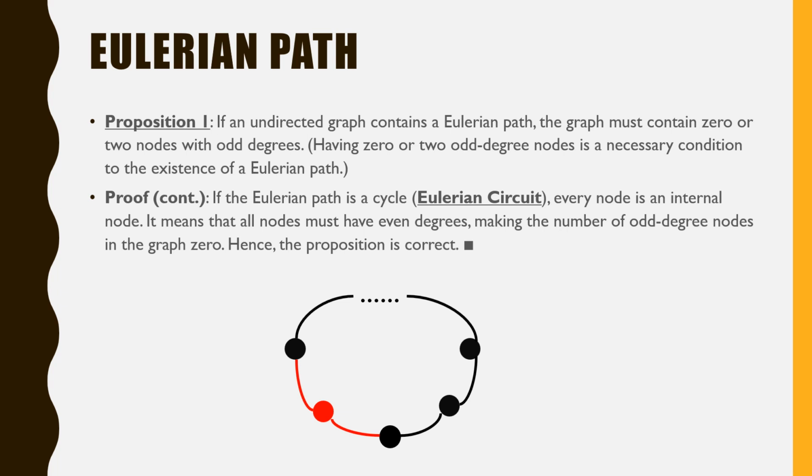Such a Eulerian path is also known as a Eulerian circuit. In a Eulerian circuit, every node is both entered and exited, consuming exactly two of its associated edges. Hence, all nodes must have even degrees, and the number of odd degree nodes in the graph is 0. Taken together, if an undirected graph contains a Eulerian path, it must have either 0 or exactly 2 nodes of odd degree.